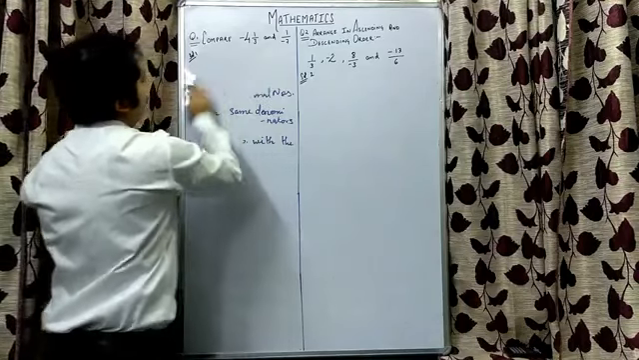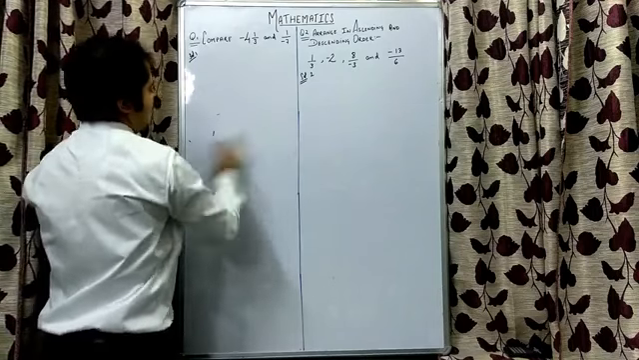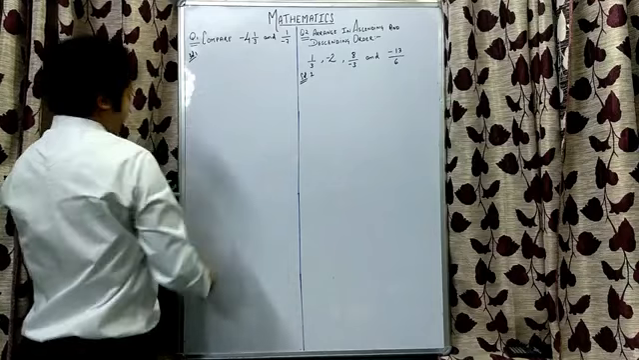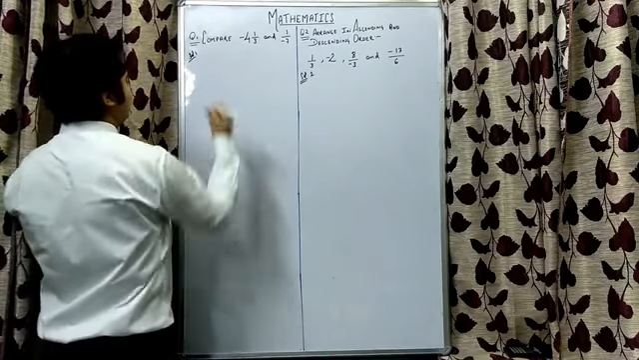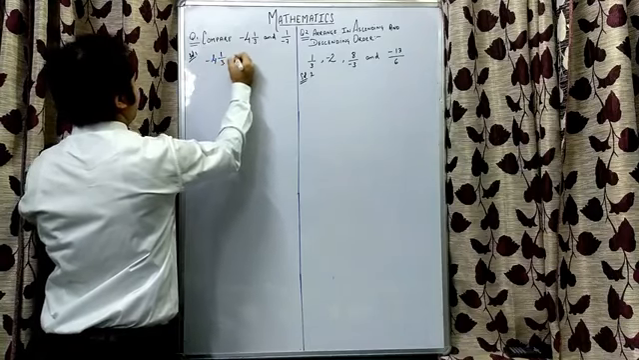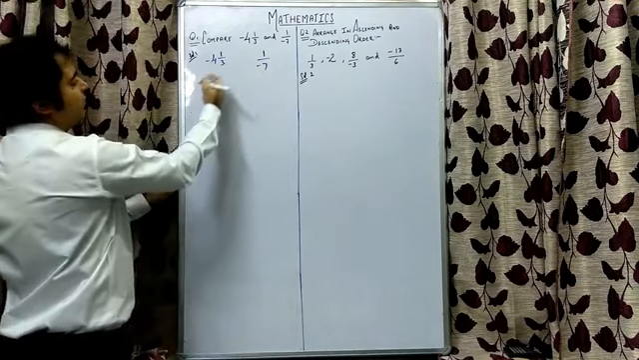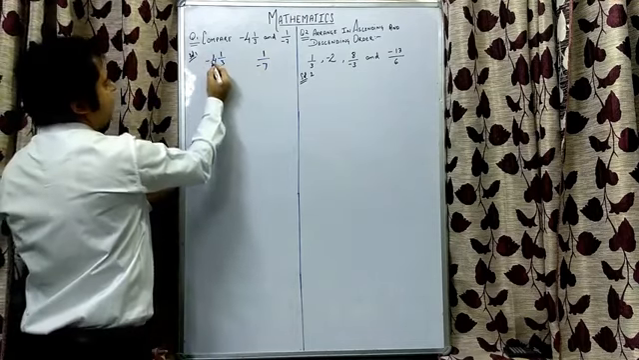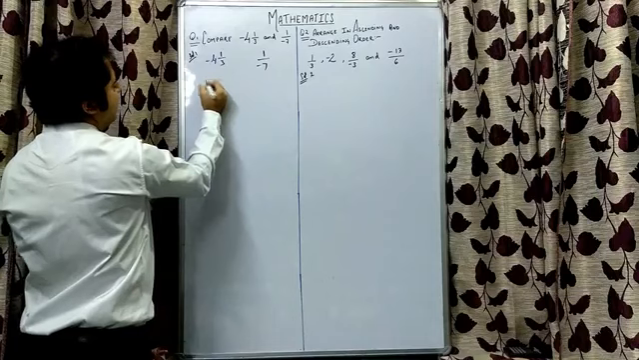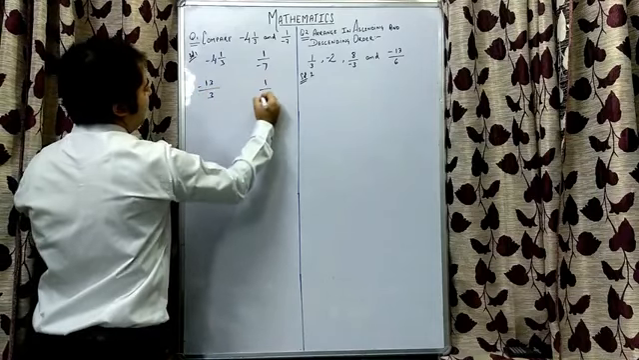The question says we need to compare -4 1/3 and 1 by -7. First we will convert the mixed fraction into an improper fraction. 4 3s are 12, 12 plus 1, so -13/3, and here we have 1 by -7.